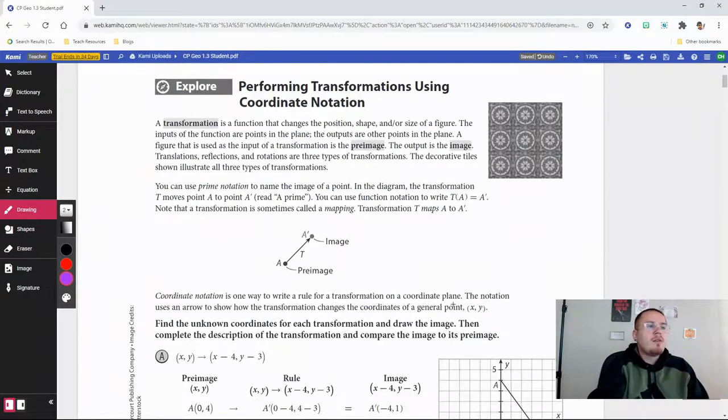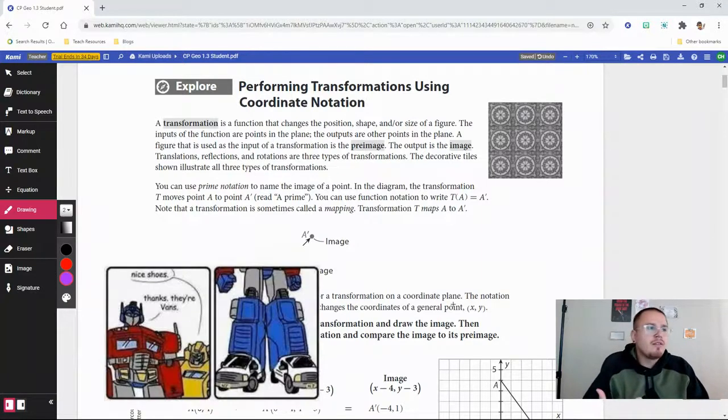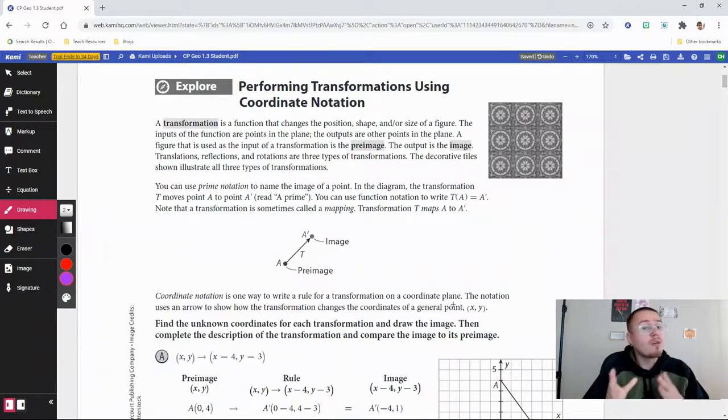So we got some vocab, and we got this idea that a transformation is a function. It can change the position, the shape, and or the size. So and or means it could just be one of those, but it could be combinations. The inputs are the points of the plane. So if you think of functions, we know that a function is the correlation, the mapping of an input to an output. So you put some points in, you get some different points out, they transform.